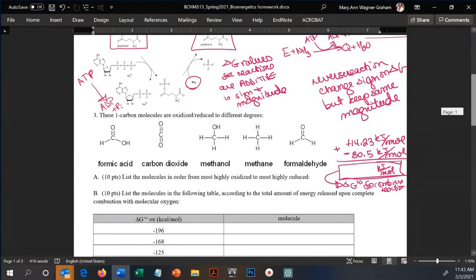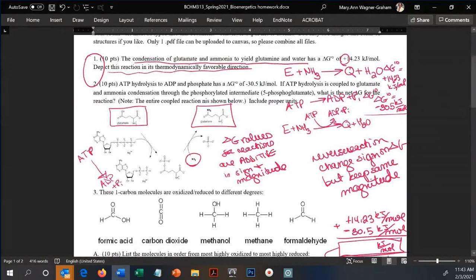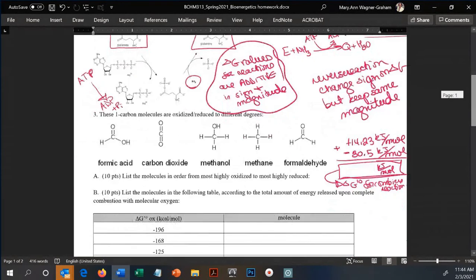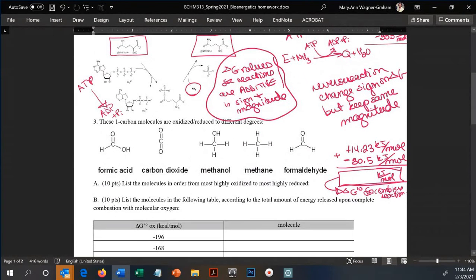Questions on delta G before we go on. So basically, your key takeaway points here: delta G values for reactions are additive in sign and magnitude. And by coupling together a thermodynamically favorable reaction with a thermodynamically unfavorable reaction, we can promote these reactions to go in the direction we want them to. Let's take a look at the next question here so you have an idea, and then maybe we could at least get through the overview of thermodynamics, which is really stuff that you've seen in Gen Bio.